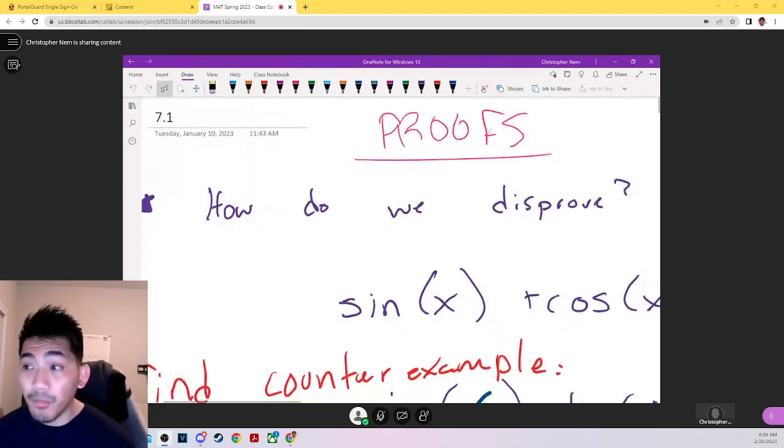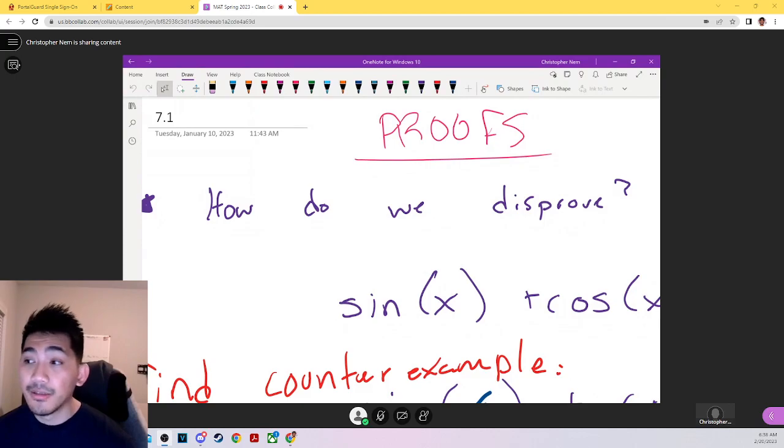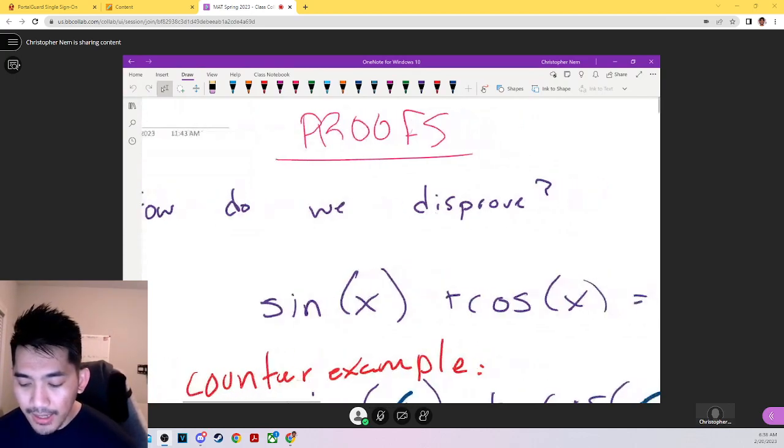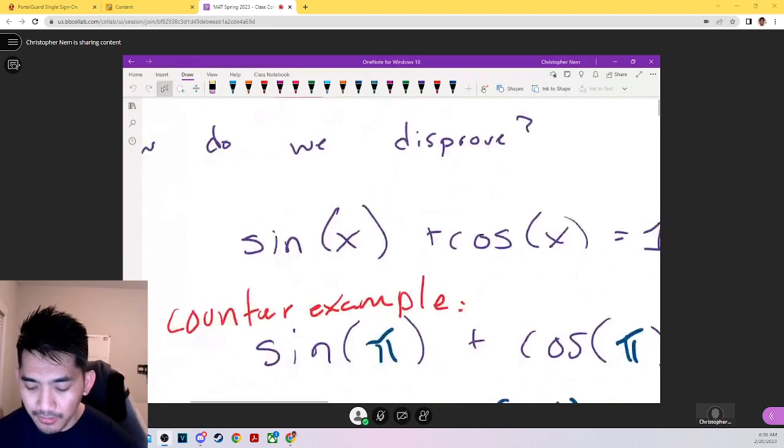Now, we're not going to do formal proofs or anything. It's going to be very informal, but it will still require you to have equivalency for each step of the directions. So the first thing is, how do we disprove? Disproving is pretty easy. Let's say I have sine of x plus cosine of x equals 1. This is not an identity. If it was sine squared x plus cosine squared x equals 1, then that is an identity. However, this is not. So what you need to do to disprove something is find a counterexample.